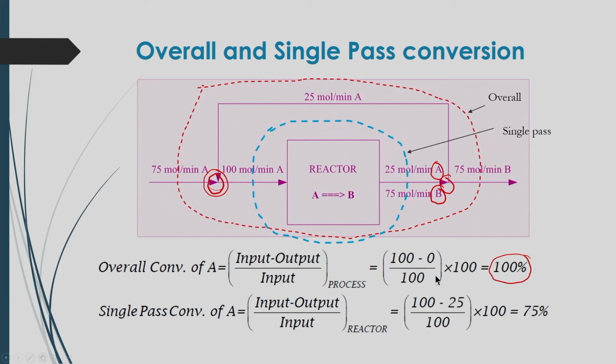So, you can calculate that single pass conversion of A will be equal to 100 minus this 25 divided by that 100, that means input. So, input minus output divided by input will be regarded as single pass conversion of this particular species. So, here it is coming 75%. So, what is the comparison? Overall conversion and single pass conversion will be totally different. Overall conversion here is coming 100%, whereas single pass conversion is coming 75%. So, sometimes this concept is required for your material balance calculation in the reactive system.